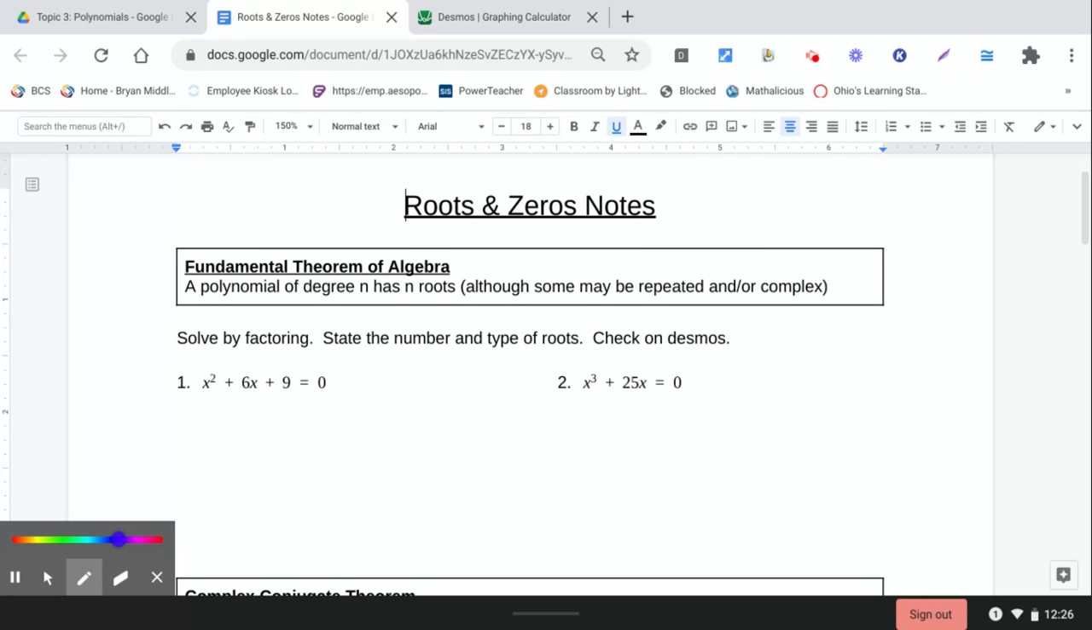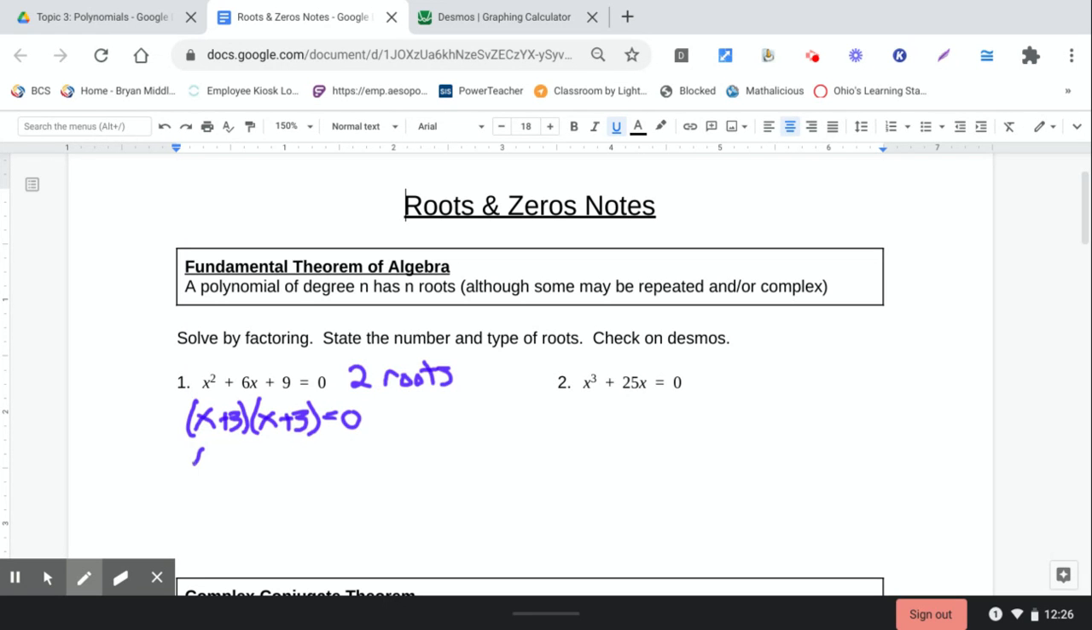So x squared plus 6x plus 9, that is degree 2, so we know for sure there are going to be 2 roots. We've got to find them. We're going to do this by factoring. So we're going to do x, they're both plus. We're looking for things that multiply to 9 and add up to 6, so 3 and 3.